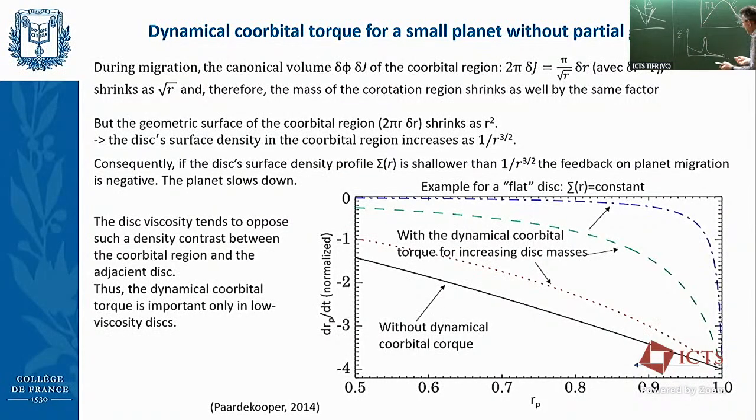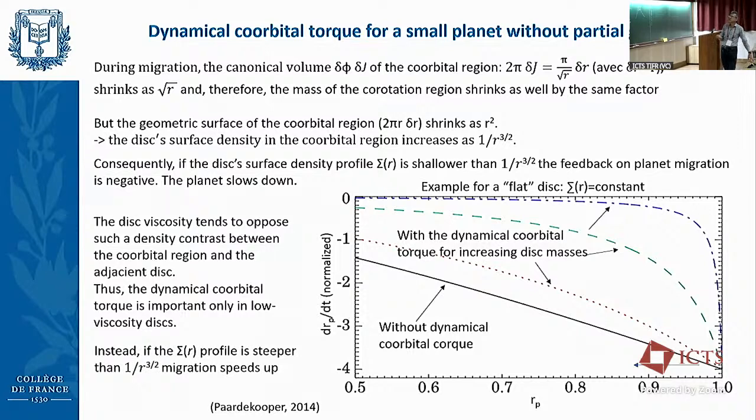And the viscosity doesn't like any steep gradient, so the viscosity will tend to spread the disk and make it more uniform. So this dynamical co-rotation torque works well only in low viscosity disks, and in high viscosity disks, it can be completely neglected because the surface density throughout the co-rotation region is maintained at the same level as the environment in the disk.